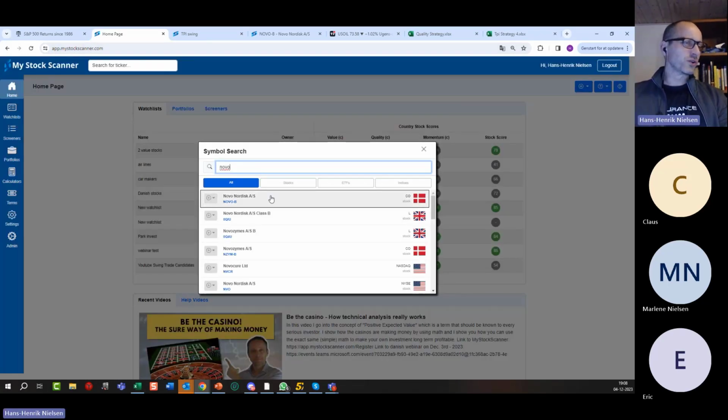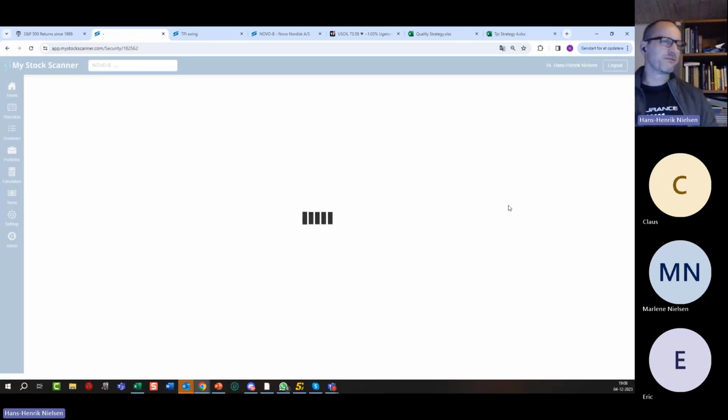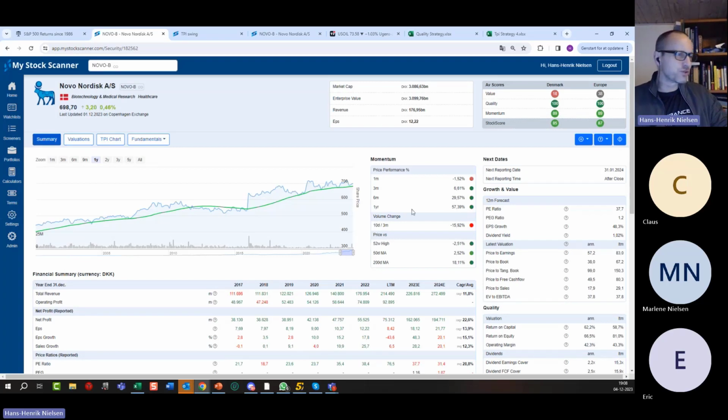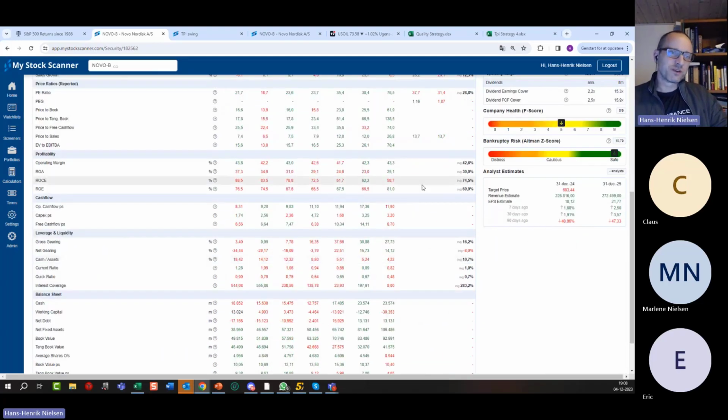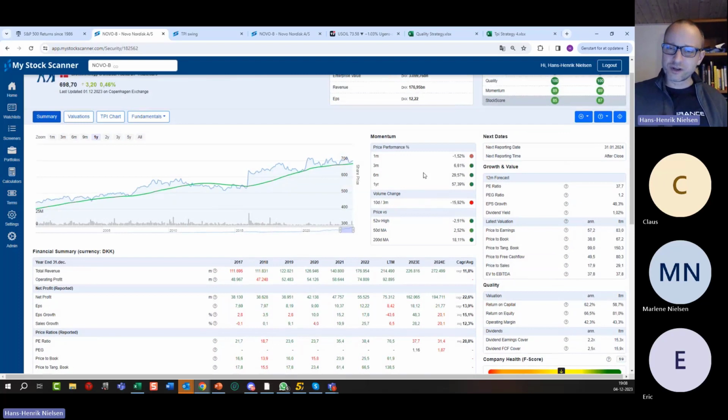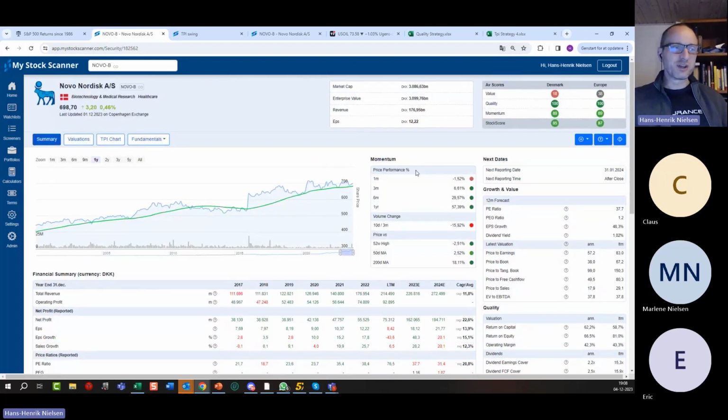I'll search for the Danish stock Novo Nordisk. They have become famous lately for their weight loss drugs that I've heard is quite effective, and they are selling a bunch of it. Now, when you look for Novo Nordisk here, you can look at a ton of different numbers, but we're not going to do that tonight. We basically don't care if they're selling drugs or wood or cars or whatever, because what we're doing is we're looking at the TPI chart.